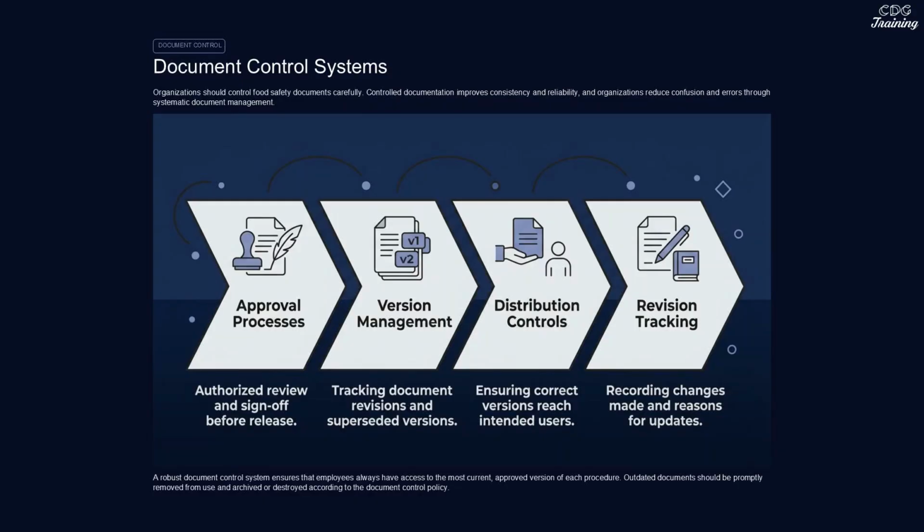Document control systems ensure that food safety documents are managed carefully. They improve efficiency and compliance by controlling document distribution and tracking revisions. This ensures that only the correct versions reach intended users, and changes are recorded for updates.